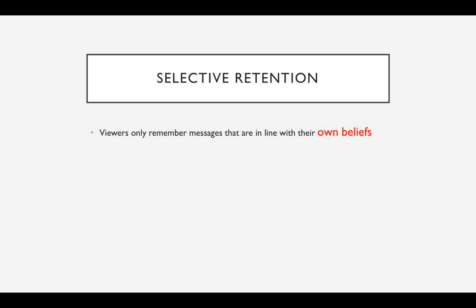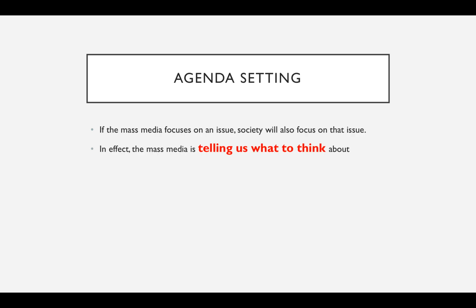The selective retention model is when viewers only remember messages that are in line with their own beliefs. So it's very similar to the uses and gratifications. People try to only watch things that gratify them or confirm their own beliefs. And the general audience is selective in the way of consuming media and retaining media. And finally, agenda setting. It assumes that if the mass media focuses on an issue, society will focus on that same issue as well. So, in effect, the media is telling us what to think about, not necessarily how to think about certain things, but what to think on those certain things.